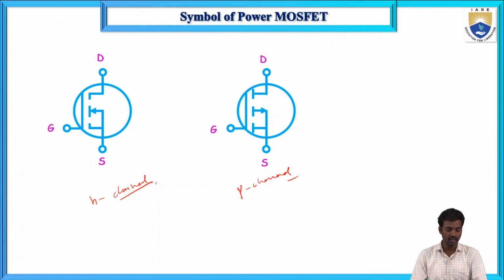Drain, source, gate. It has three terminals. In the basics I gave one statement: power MOSFET is a three terminal device. The terminals are drain, source and gate. So the real picture of power MOSFET looks like this.